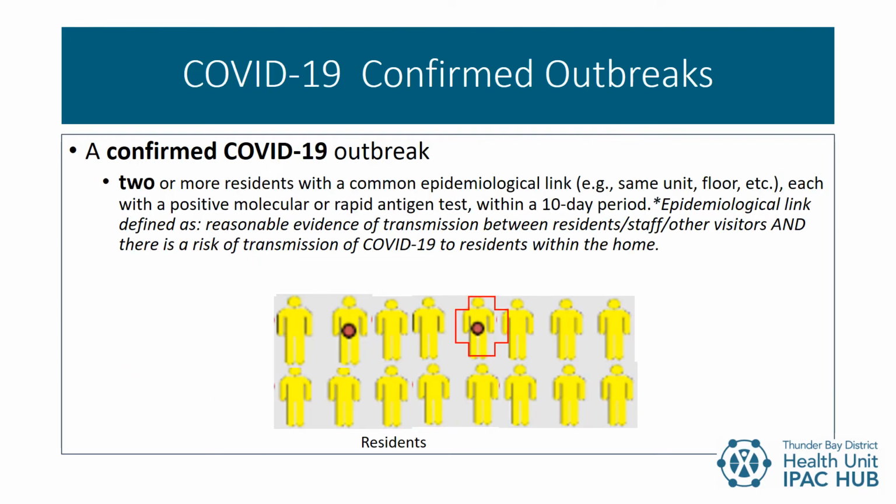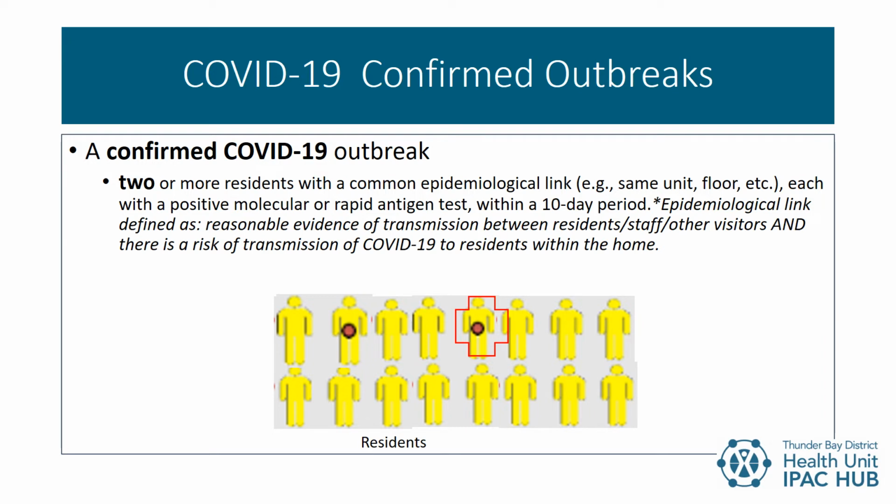COVID-19 confirmed outbreaks. Surveillance definitions of COVID-19 outbreaks in long-term care homes and retirement homes are as follows. A confirmed outbreak in a home is defined as 2 or more residents with a common epidemiological link, so the same unit, same floor, etc., each with a positive molecular or rapid antigen test within a 10-day period. An epilink is defined as reasonable evidence of transmission between resident, staff and visitors, and that there's a risk of transmission of COVID-19 to residents within the home.